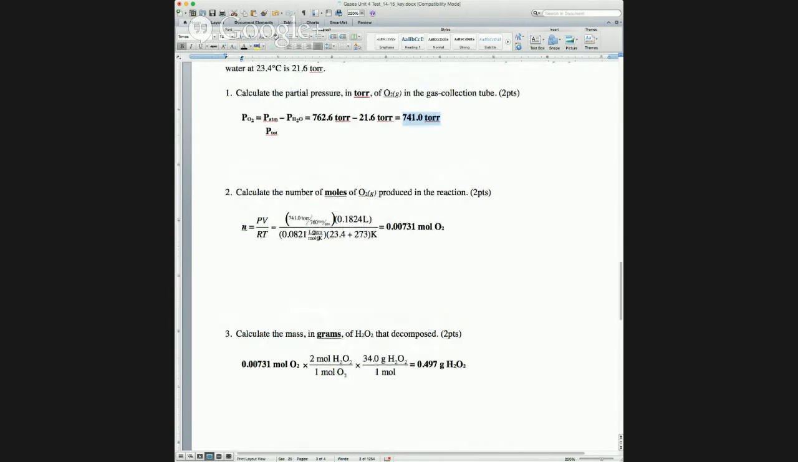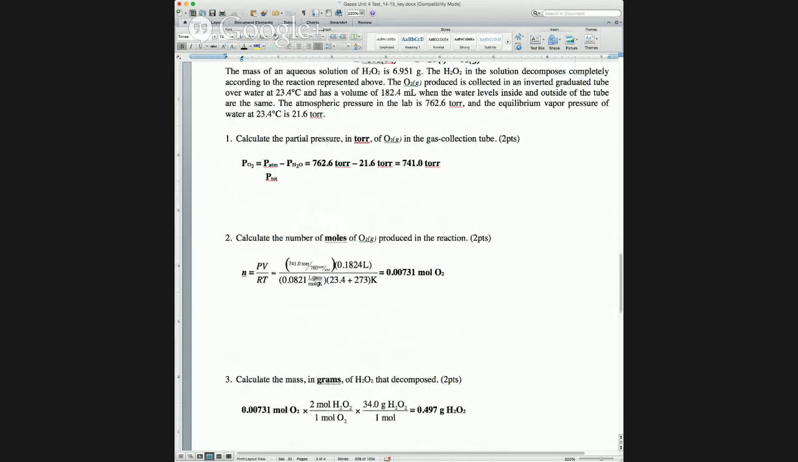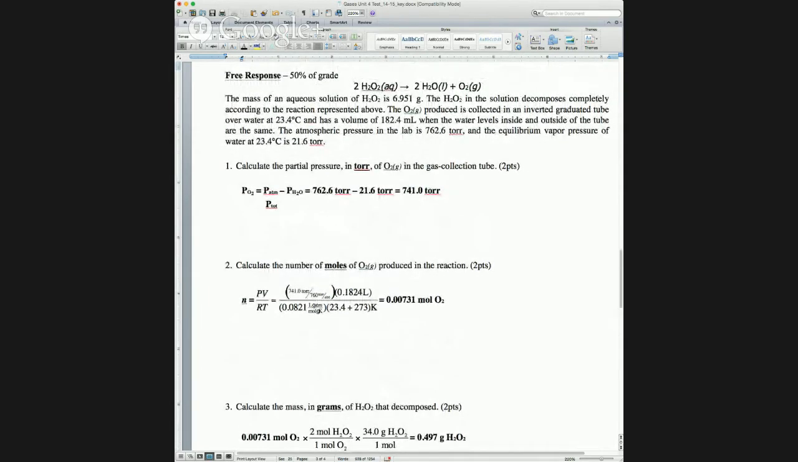Calculate the number of moles of oxygen produced. Well, once you have the pressure and you have all the rest of the conditions, which is the volume, right? You had 182.4 milliliters. You have the R, which is the gas constant, 0.0821 liters atmosphere over mole Kelvin. And then the temperature, which is the 23.4 degrees Celsius, that's the air temperature and the water temperature. So you add that to 273 because you have to do that in Kelvin. And the 741 torr has to be converted to atmosphere, so you have to divide it by 760.